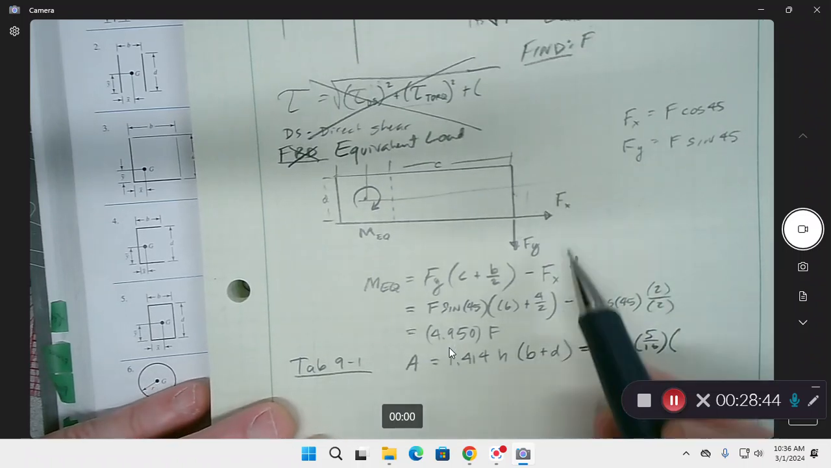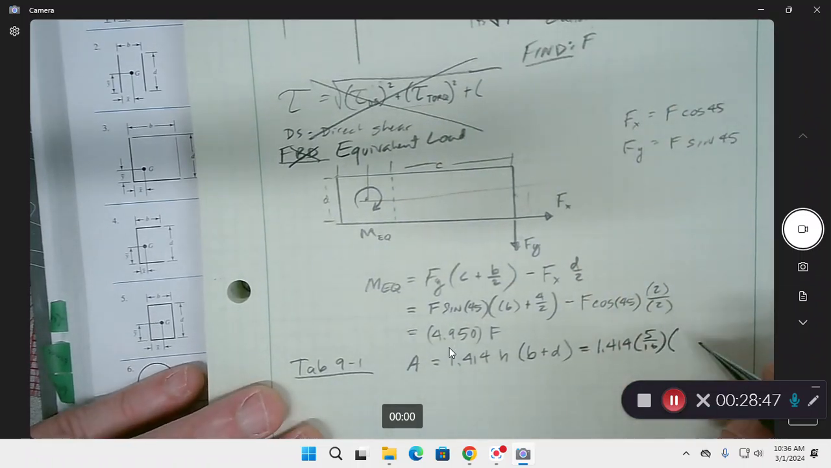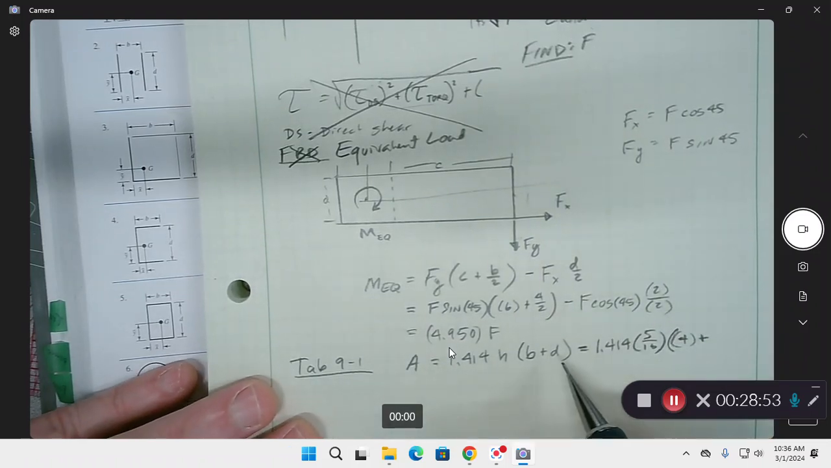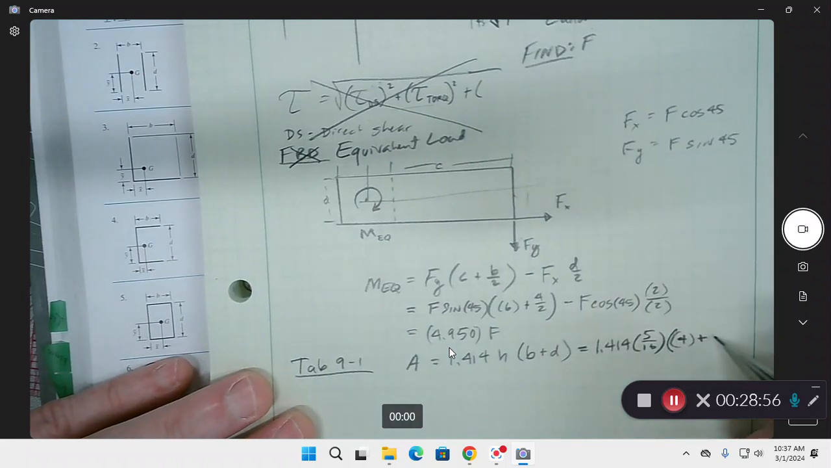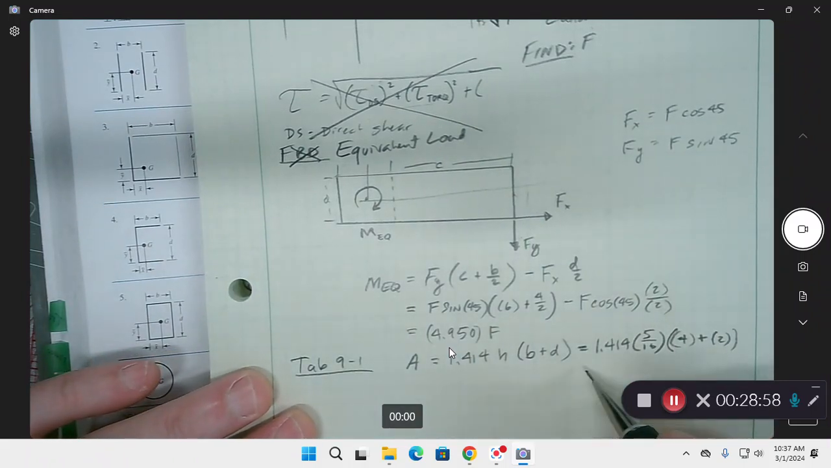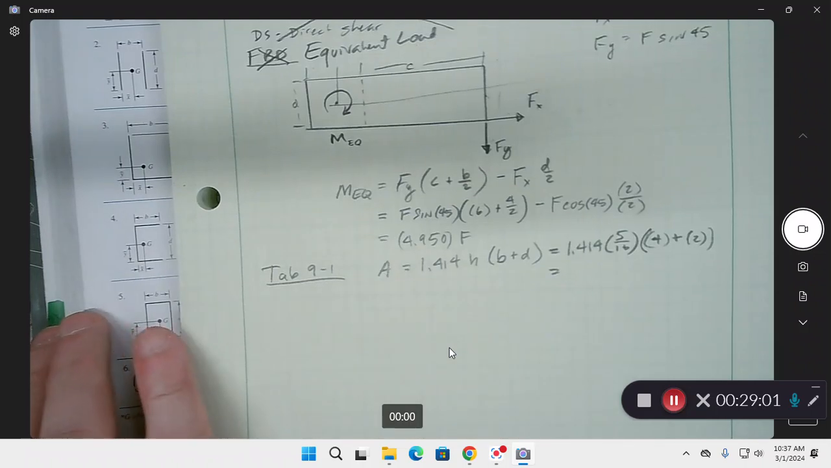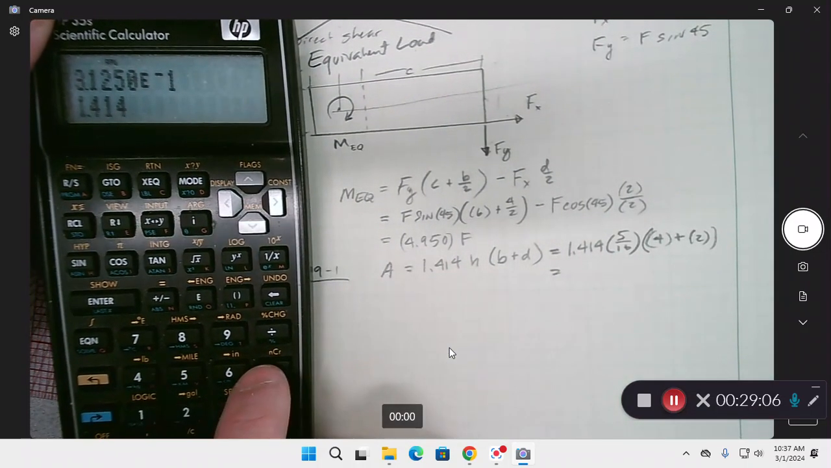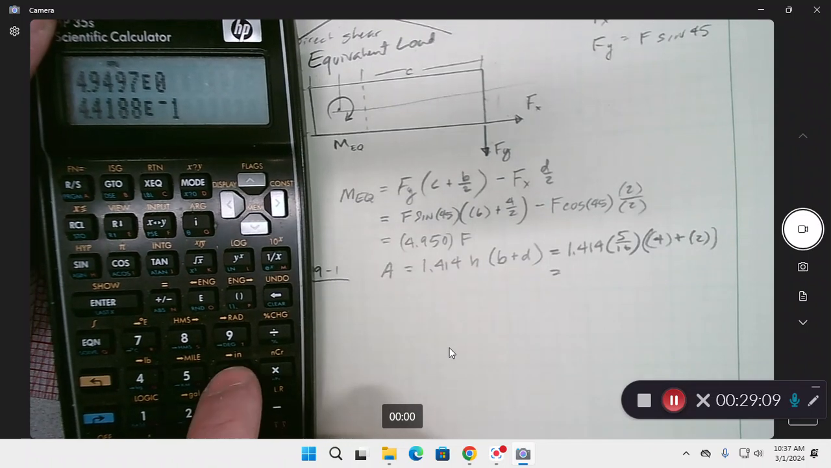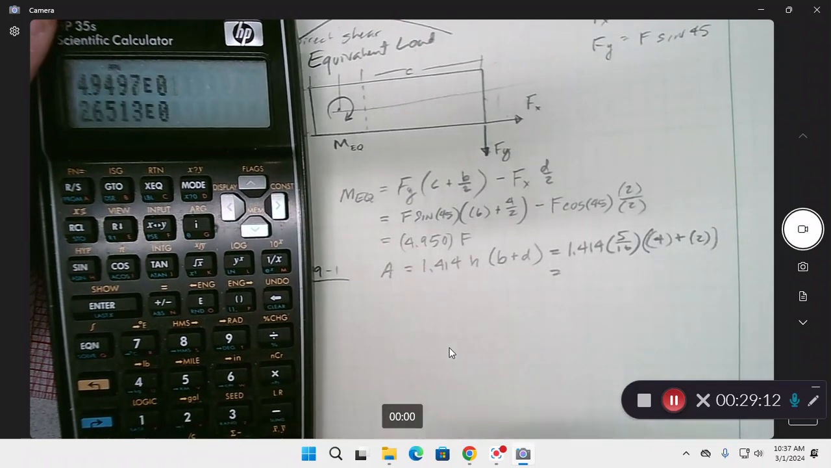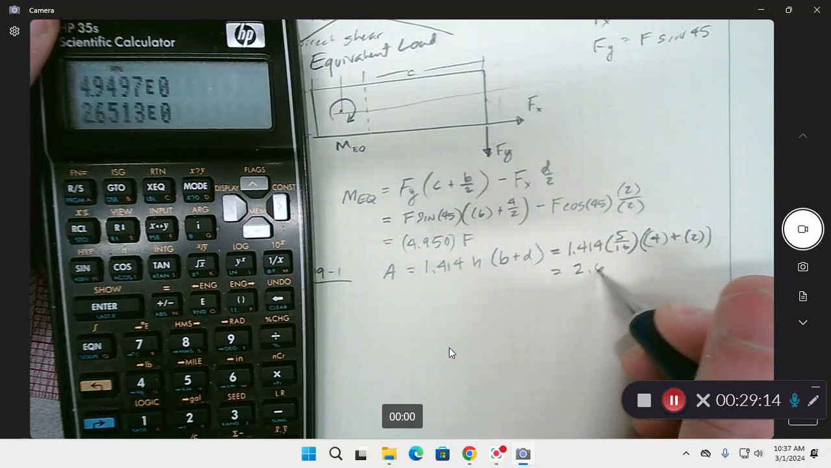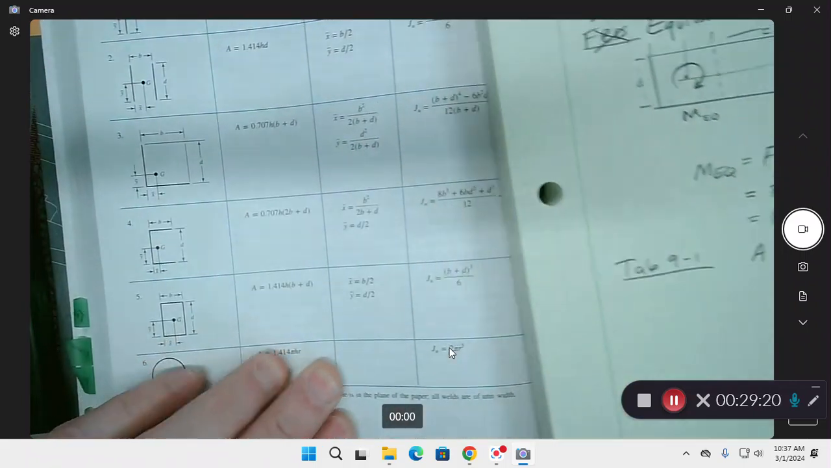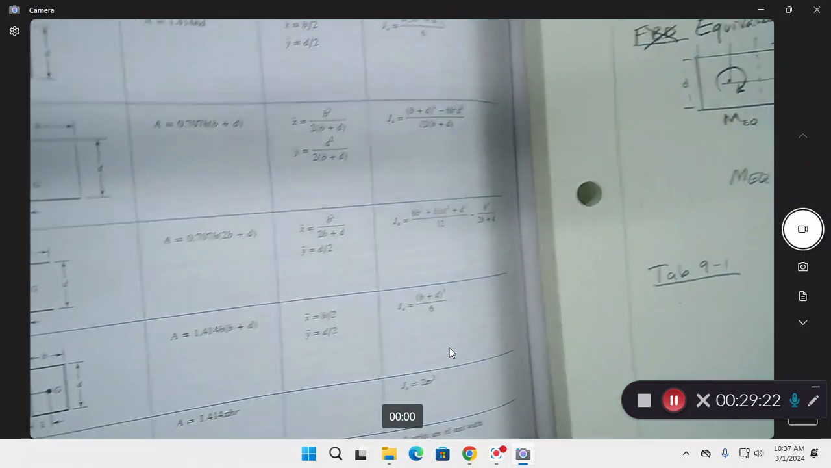So B here is the 4 inches. Yes. And D is the 2 inches. So for the A math, 1.414, boom, and 6, boom. All right. So the A is 2.651 square inches. Now the next one, we want the JU.